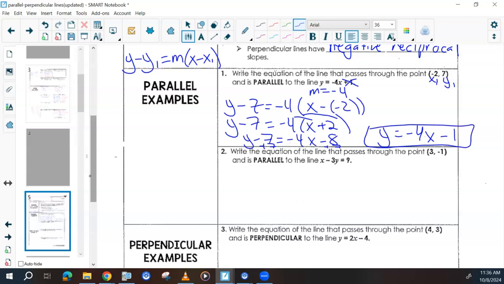And if we compare that to the one they gave us, they should have the same slope, but different y-intercepts. Because if it had the same y-intercept, they'd be the same line. So these two lines are parallel to each other. And I'm going to show you how you can look that up, or double check it in Desmos here in a minute.